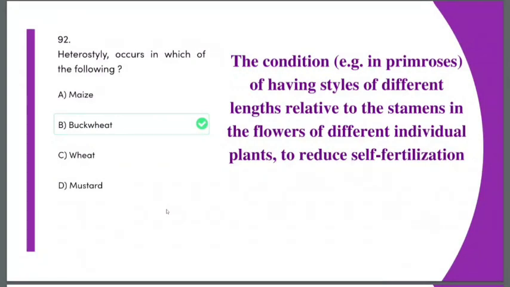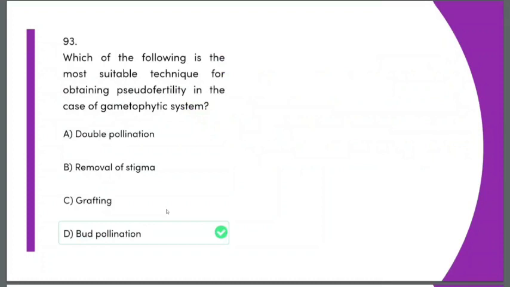And here we have given you the definition of heterostyly. Condition of having styles of different length relative to the stamens in the flowers of different individual plants to reduce self-fertilization. 93rd is which of the following is the most suitable technique for obtaining pseudo-fertility in the case of gametophytic system? Bud pollination is the answer.